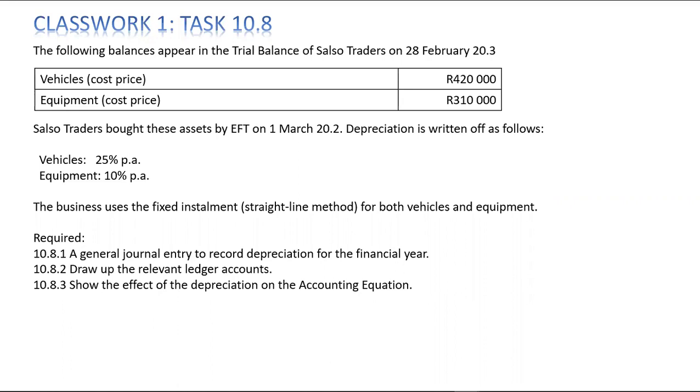Depreciation is written off as follows. They said it's 25% per annum on vehicles, 10% per annum on equipment. And they said the business uses the fixed installment method, which is straight line, for both vehicles and equipment. So you just calculate depreciation on cost price. Okay, let's see how we can calculate those.